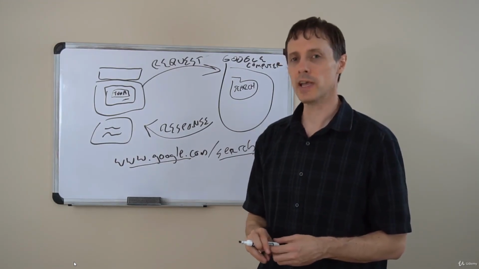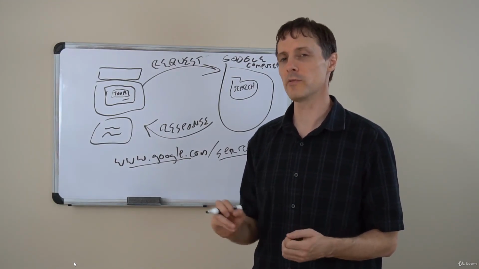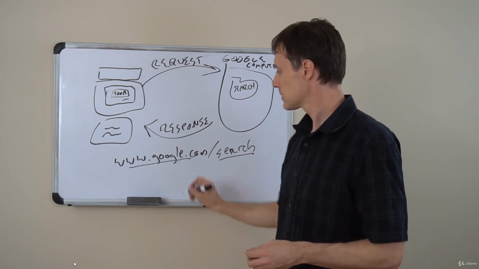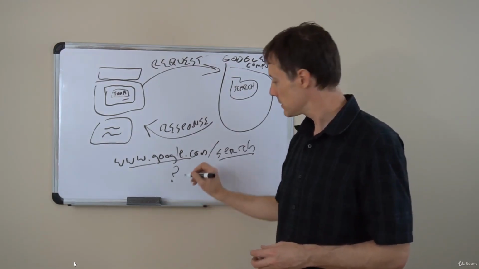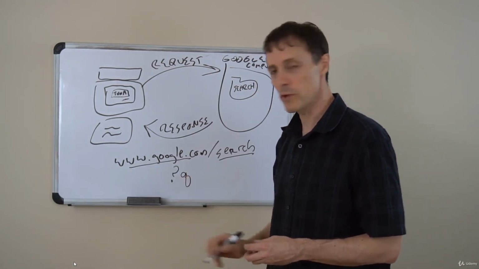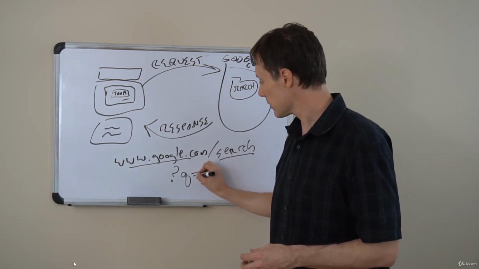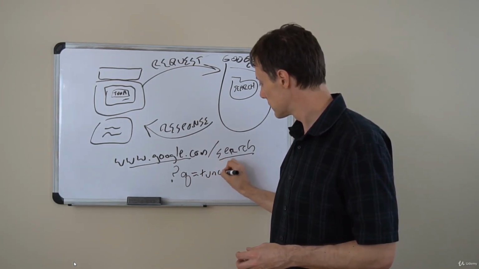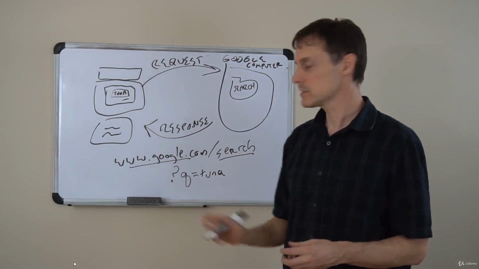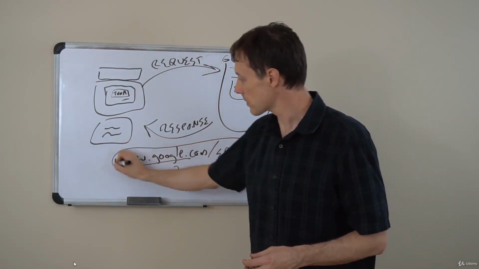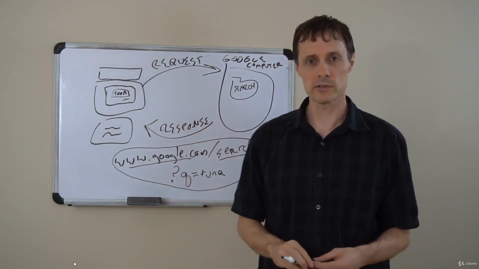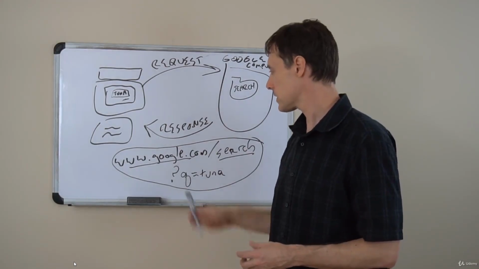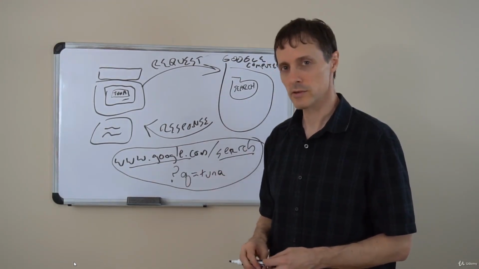In this case, we can add it to the URL in the form of a parameter. The start of parameters is a question mark. And in this case, the parameter is Q for query. And we are querying on tuna. So this is all we need in our URL to get back the results. Try it. Put this in your browser. It works.